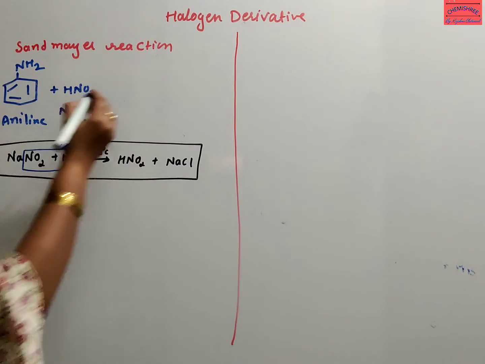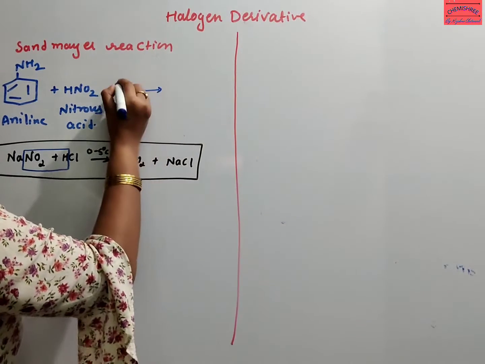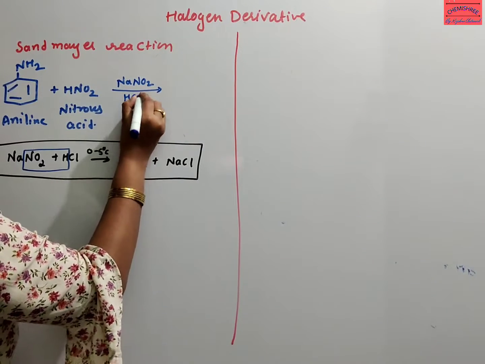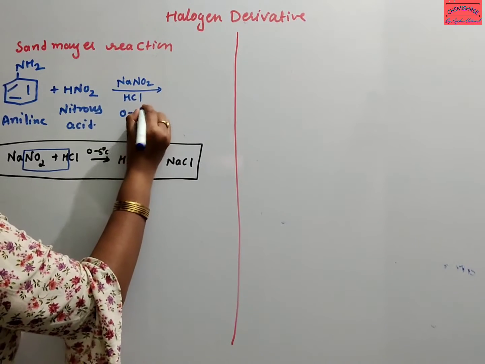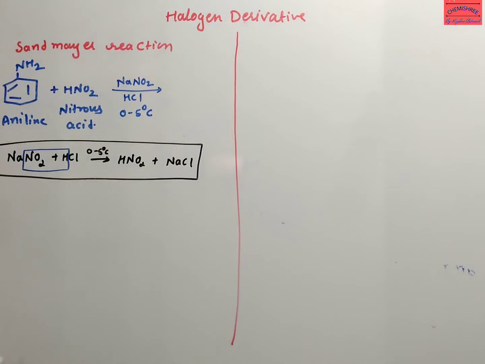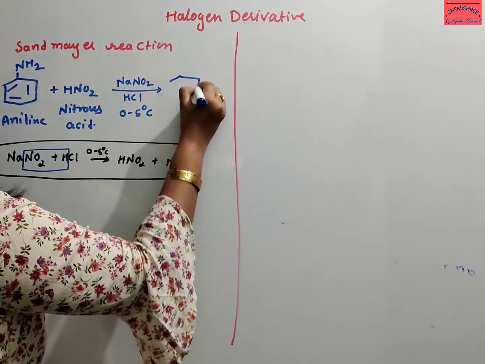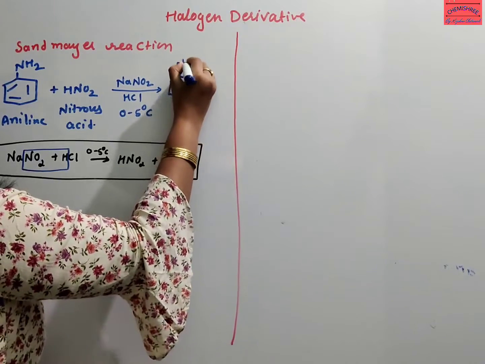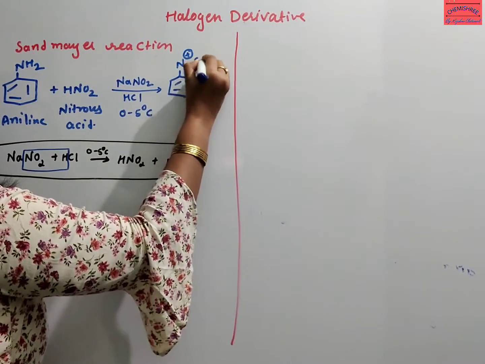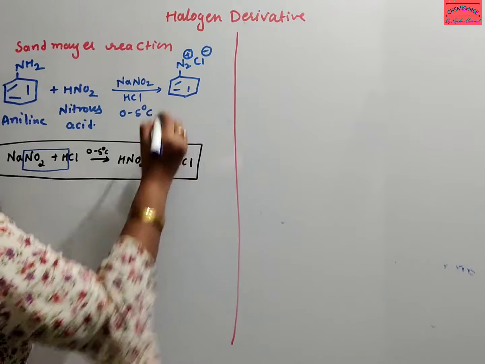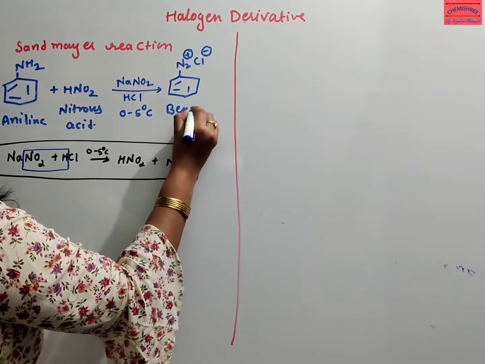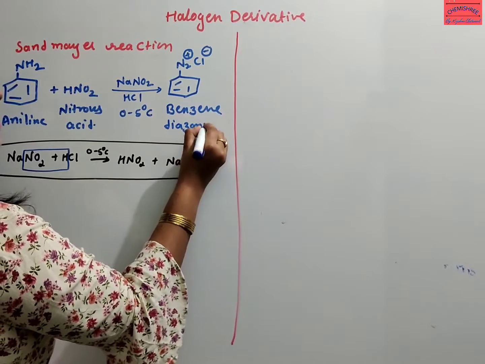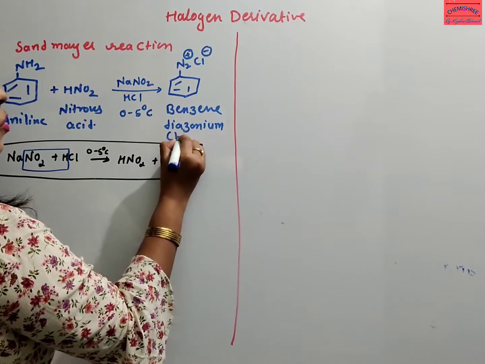So what will happen over here? On an arrow we will write down NaNO2, HCl at 0 to 5 degrees Celsius. So there is a formation of benzene diazonium chloride.